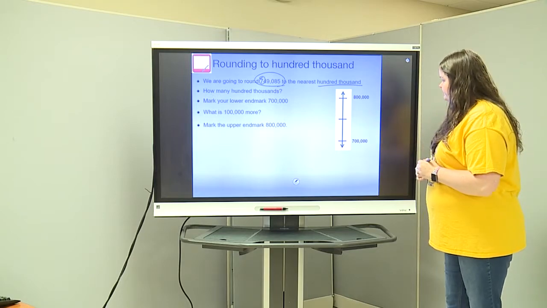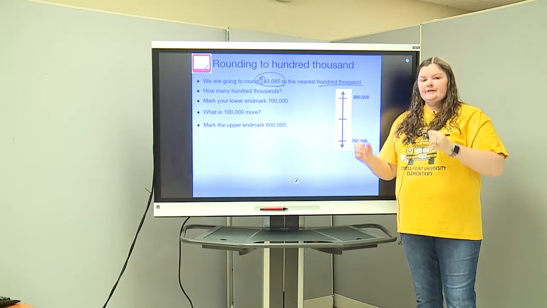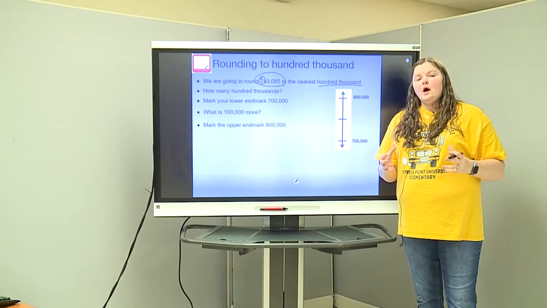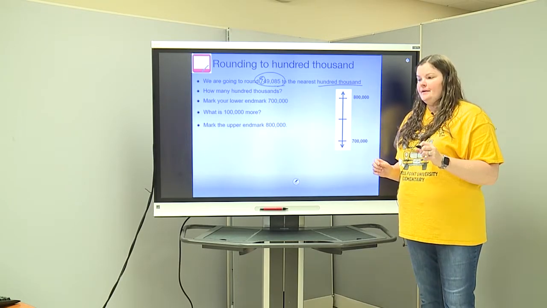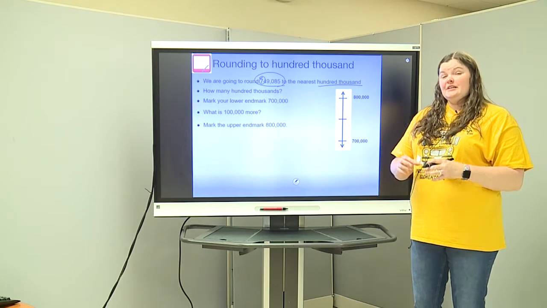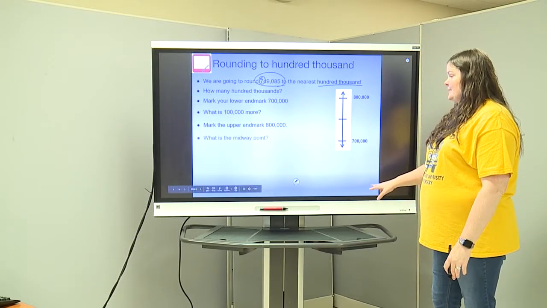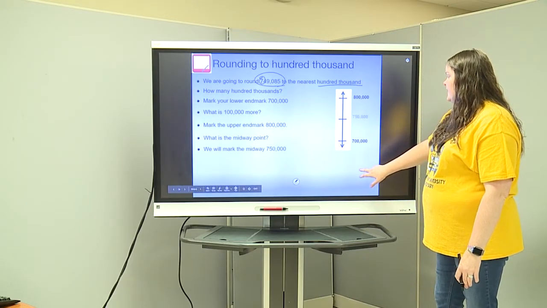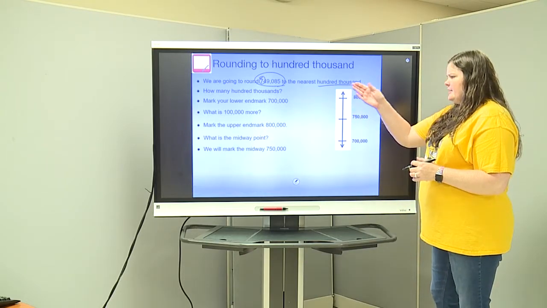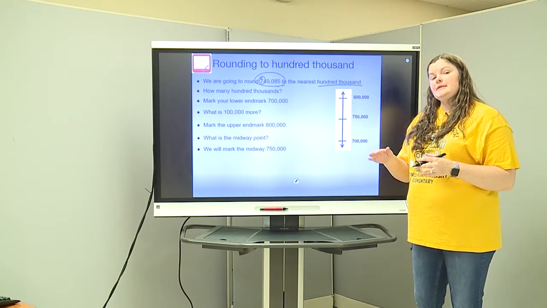Now let's think about what would be in between 700 and 800. Let's just think that before we go all the way to the 100,000s. What would be in between 700 and 800 if I was going to count? That'd be 750. So in this example, it's actually going to be 750,000. So our midpoint is 750,000. Now we need to figure out where 749,085 would go on this number line.